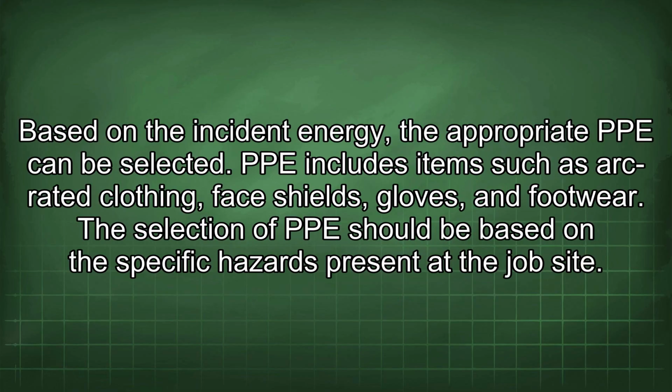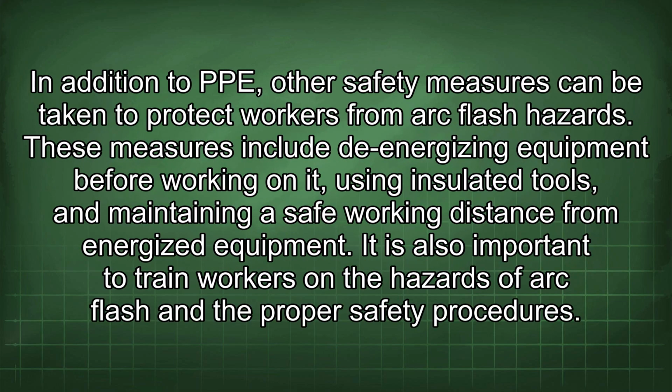Based on the incident energy, the appropriate PPE can be selected. PPE includes items such as arc-rated clothing, face shields, gloves, and footwear. The selection of PPE should be based on the specific hazards present at the job site. In addition to PPE, other safety measures can be taken to protect workers from arc flash hazards. These measures include de-energizing equipment before working on it, using insulated tools, and maintaining a safe working distance from energized equipment. It is also important to train workers on the hazards of arc flash and the proper safety procedures.